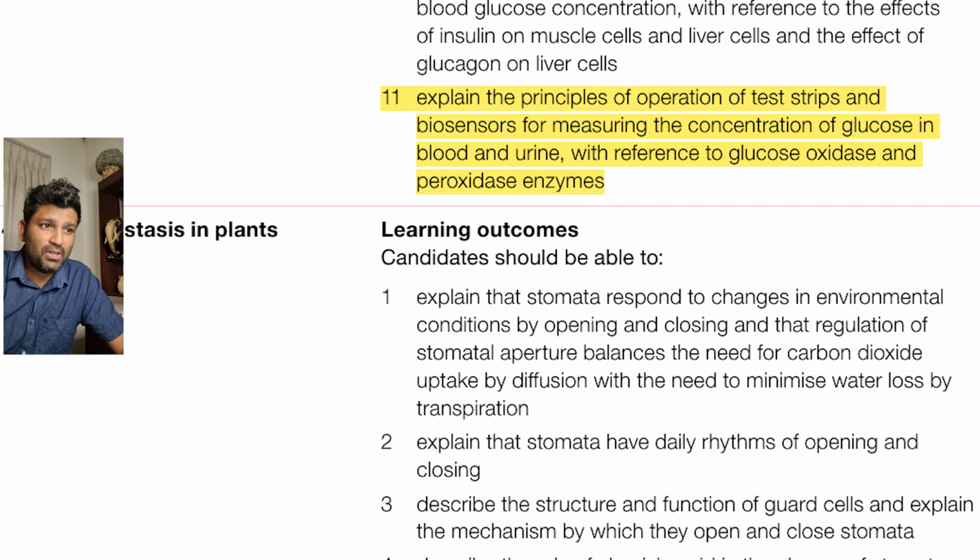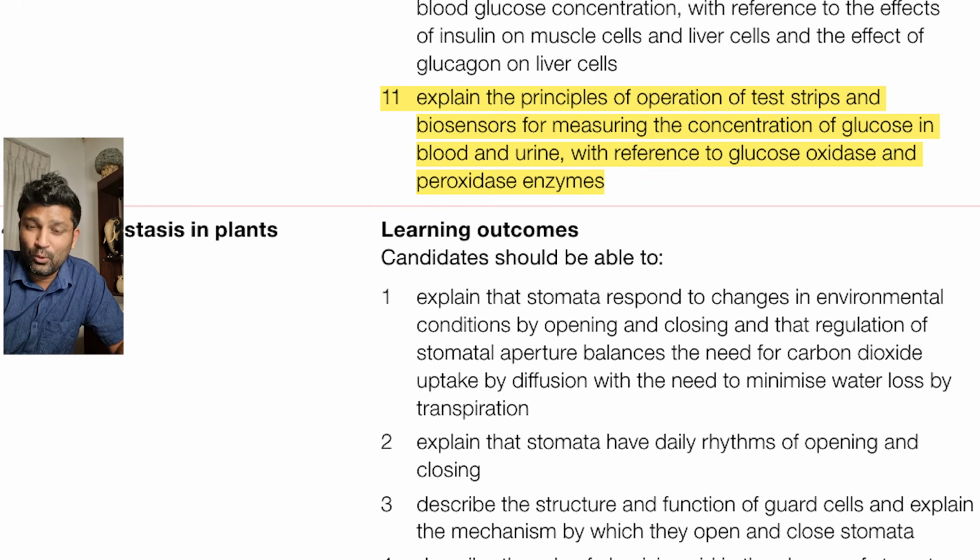where it says explain the principles of operation of test strips and biosensors. Now, already there was a small question regarding a test strip in a recent paper, but regarding the biosensors and the enzymes that are involved. Now, when I say enzymes here, you know that this is very much related to the lesson on enzymes again, and this talks about enzymes that are stuck on one place, that cannot move around. These are the immovable enzymes, right?